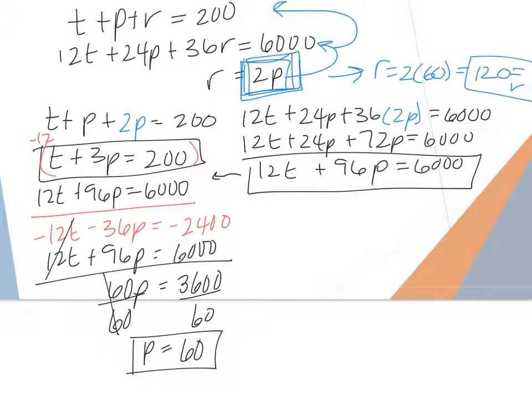And now that I know what R and P are, I can add it to the beginning. Or I could just know that there are 200 original shirts. So 200 minus 120 minus 60. So really I'm saying 200 minus 120 is 80 and 80 minus 60 is 20. So that must mean that there are 20 t-shirts. And that is our final answer. So there should be 60 polo, 20 t-shirts, and 120 rugby shirts.